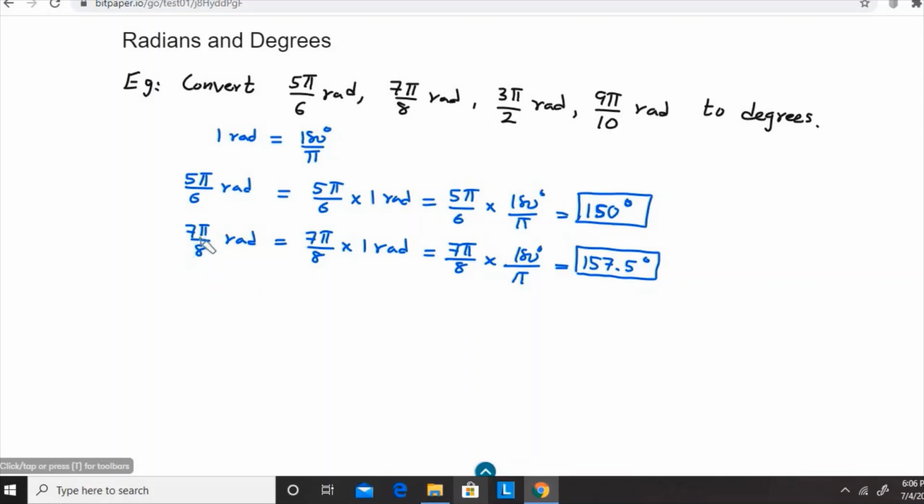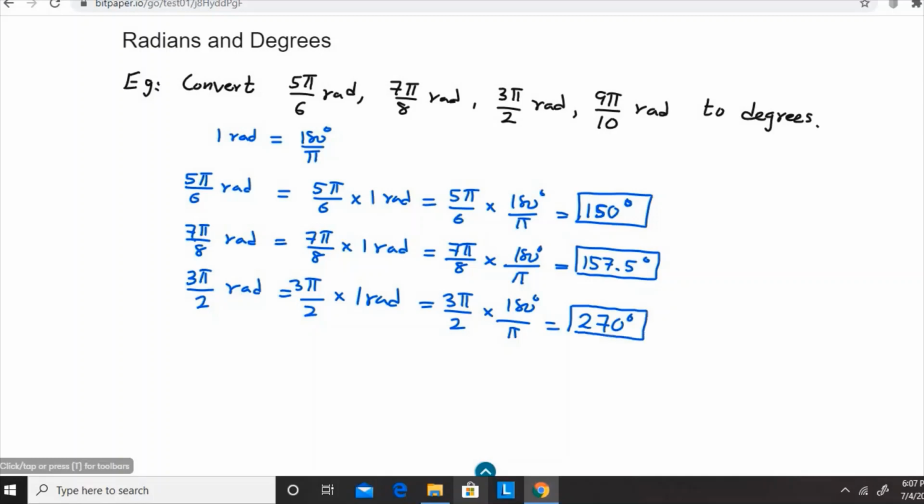The third one is 3 pi over 2 radians, and again 3 pi over 2 multiplied by 1 radian. So now I guess you get the idea on how to do these calculations. 180 over pi. So then here you are going to get 270 degrees as your answer.